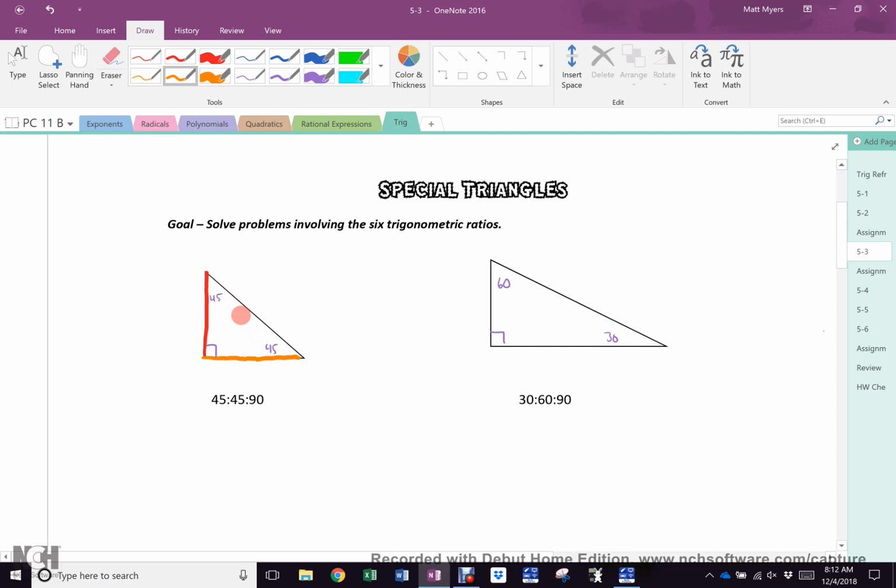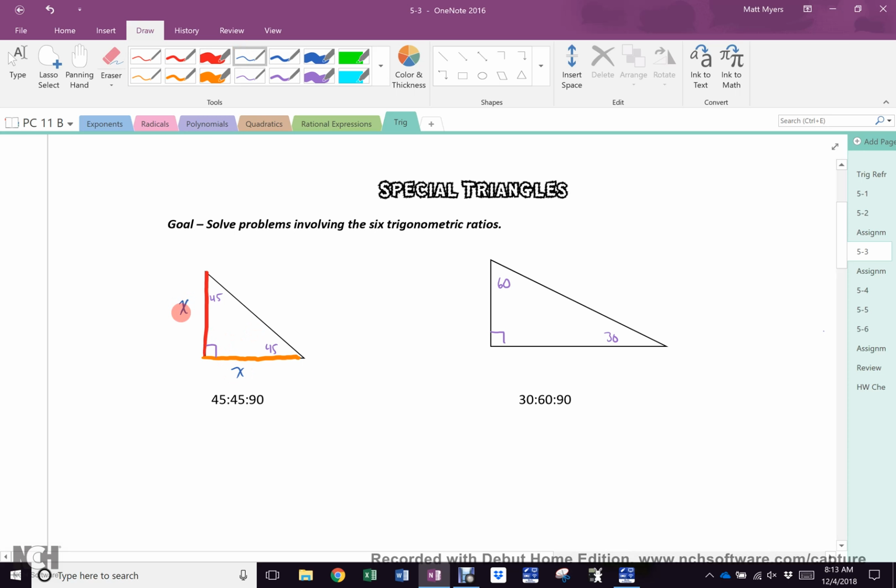Do you know the length of either of these sides? No, you don't. So what is the only value we can assign to them? X. Everyone agree? Okay. So that would mean this is X and this is X.